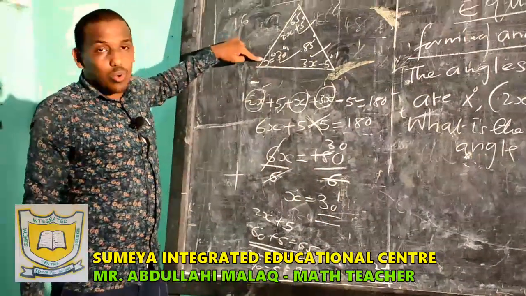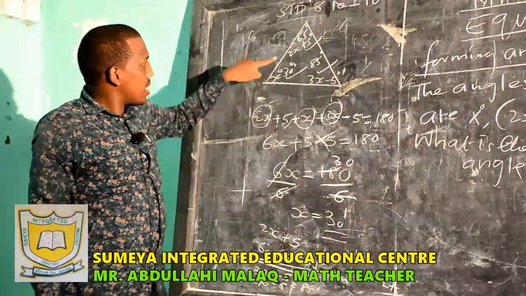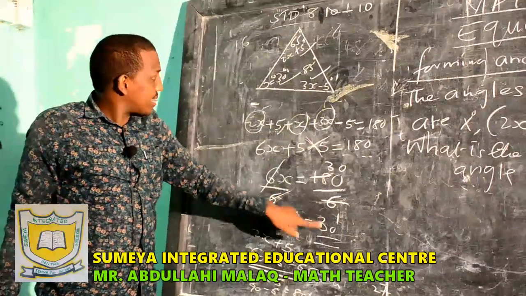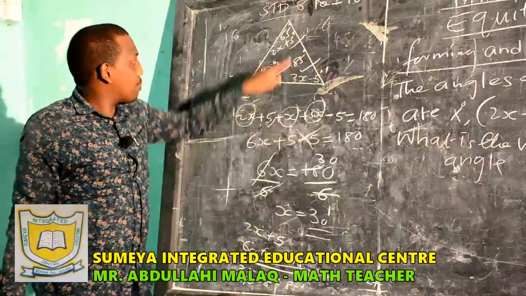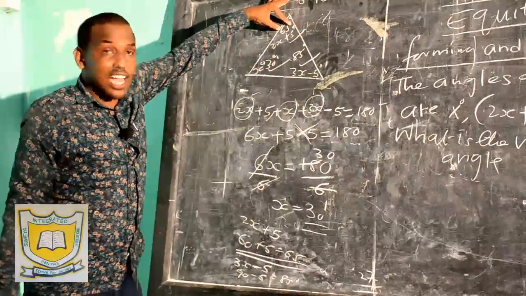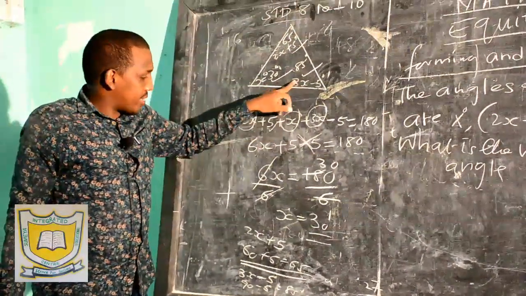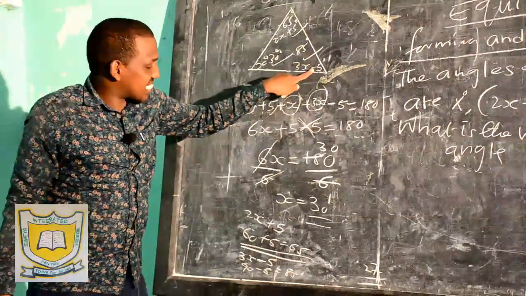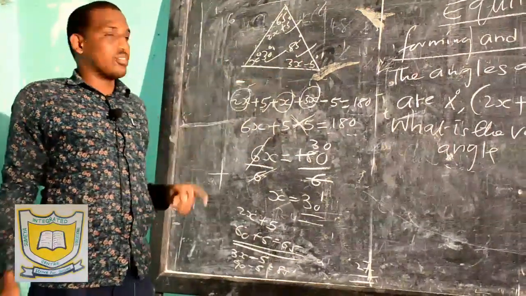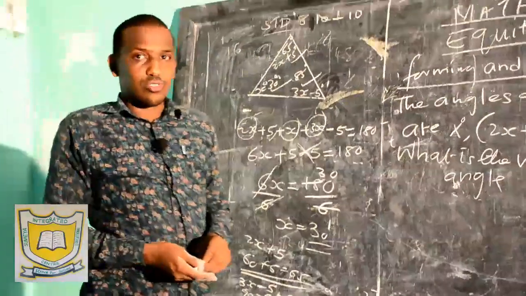x for this angle is 30. This one is 2x, x is 30. 2 times 30 is 60, plus 5, 65, is here, I've written it there. 3x, x was 30. 3 times 30 is 90, minus 5, 85. This was 85. So those are the angles of the triangle.